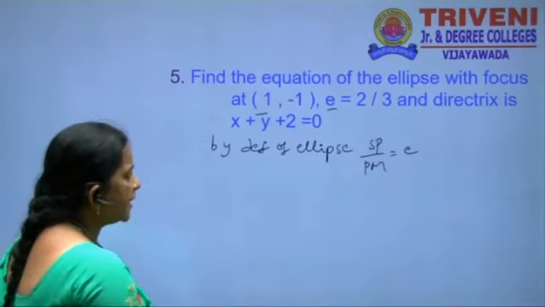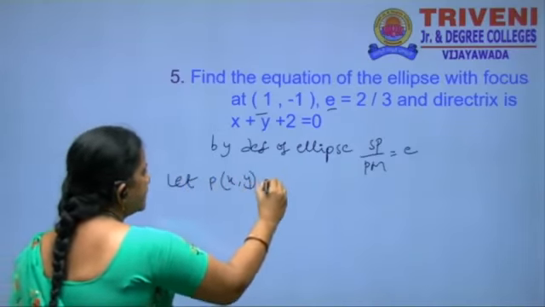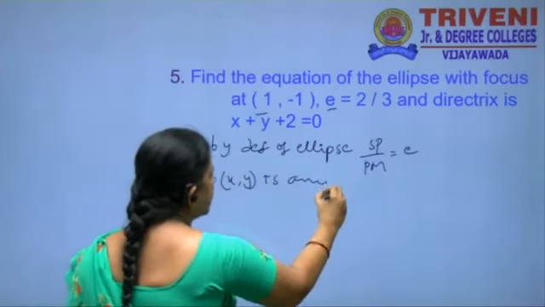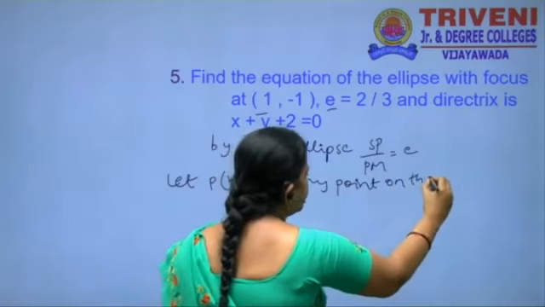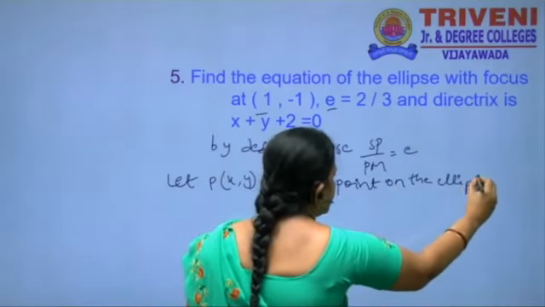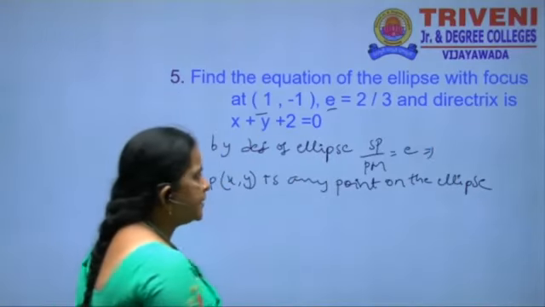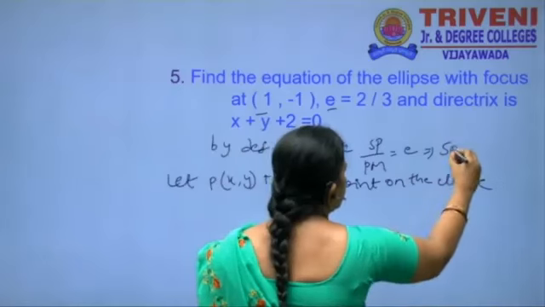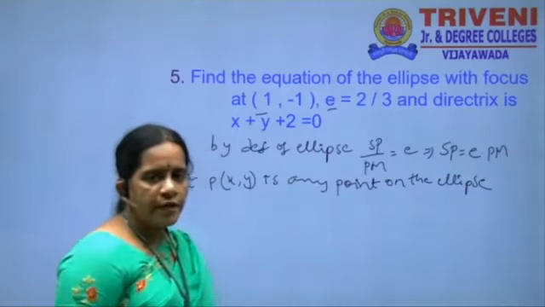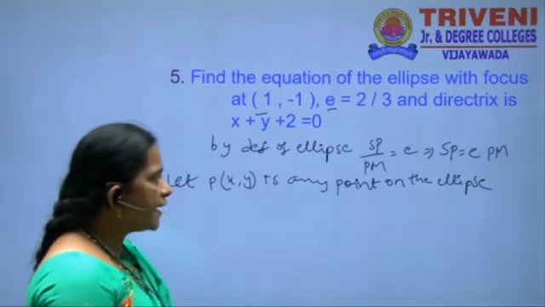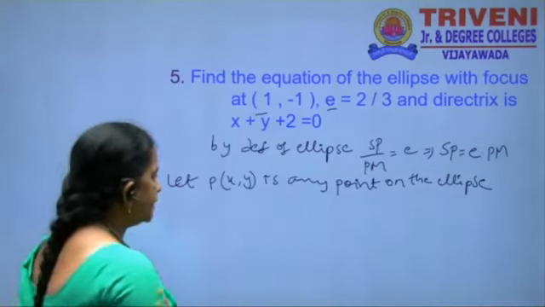Here we have to know that let P(x, y) be any point on the ellipse. That is, we have to write SP/PM = e. This can be written as SP = e × PM. So we have to find the value of SP, that is, the distance between the focus and the point.